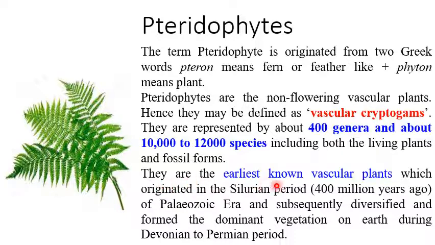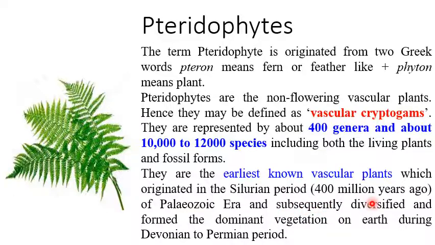Pteridophytes are the earliest known vascular plants, which originated in the Silurian period. Remember this: pteridophytes originated in the Silurian period, which is 400 million years ago, of the Paleozoic era. So the era is Paleozoic and the period is Silurian.